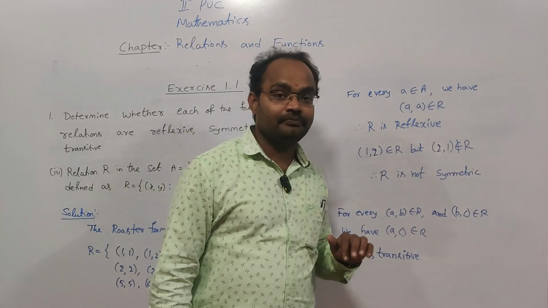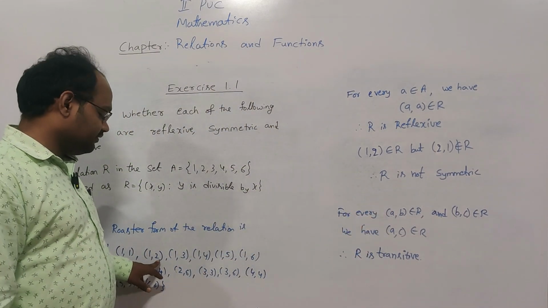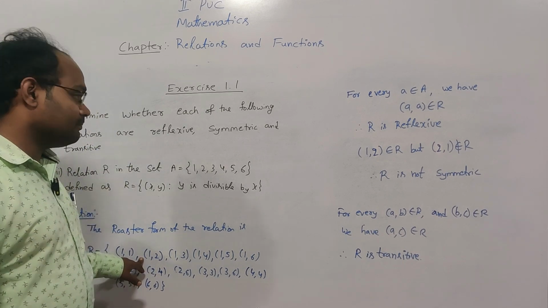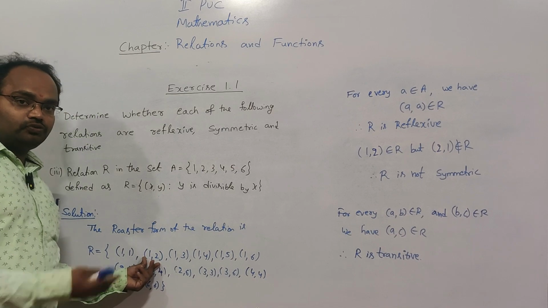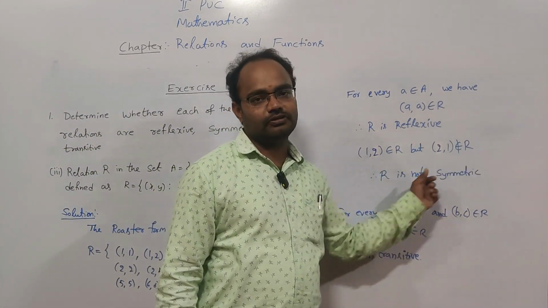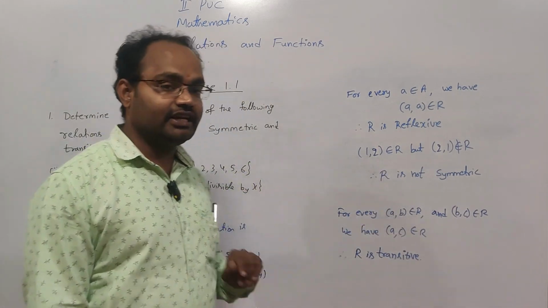Right. Next, let us check symmetry. Here we can see that 1 divides 2, but 2 cannot divide 1. Let us give one simple example. 1 2 is there, 2 1 is not in the relation. Therefore 1 2 belongs to R, but 2 1 does not belong to R. It is not symmetric. Transitivity, let us check.